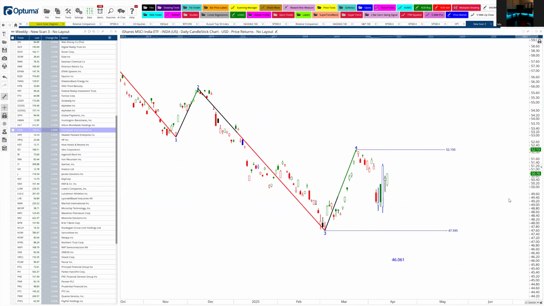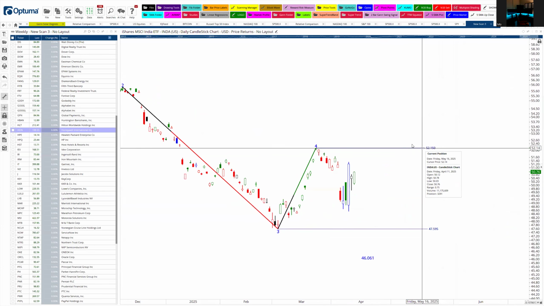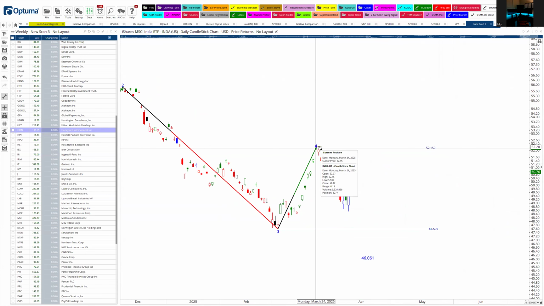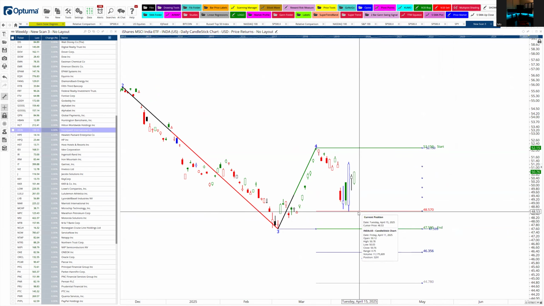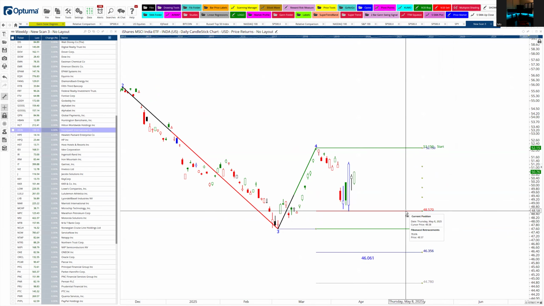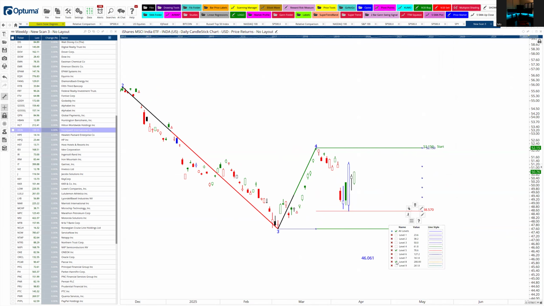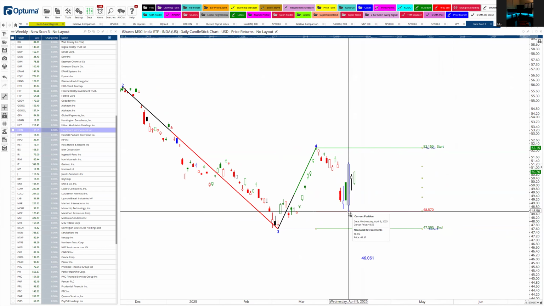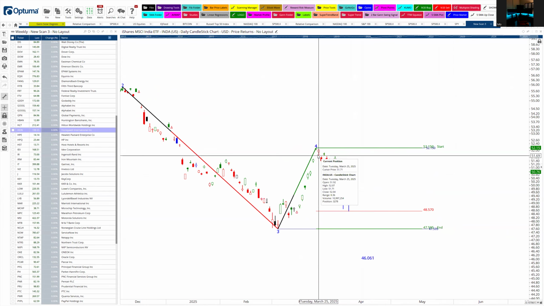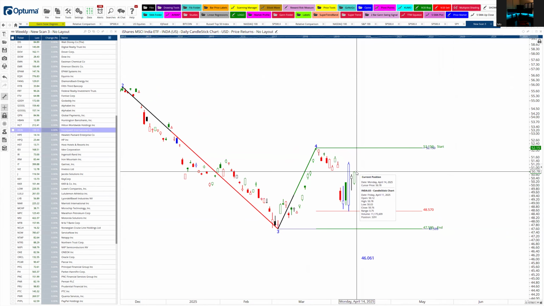So if you just want to play this one, we can do, see, 78.6. Exactly where it got bounced. So you're okay with this. So now you just have to make sure you watch the 48.57. You see right there, 78.6 from this swing right there.